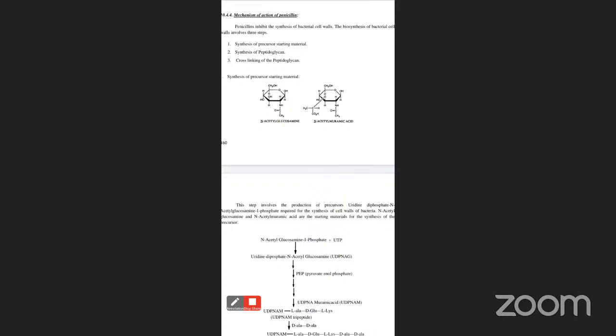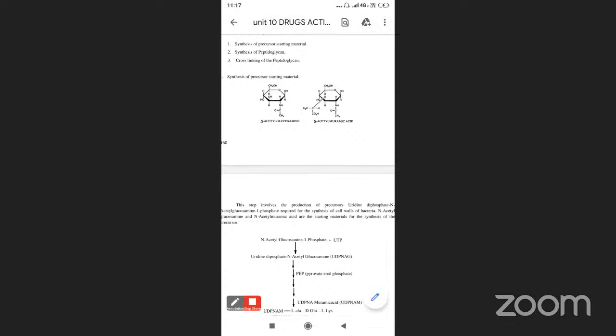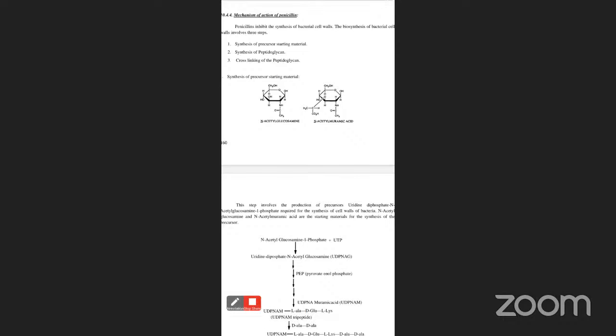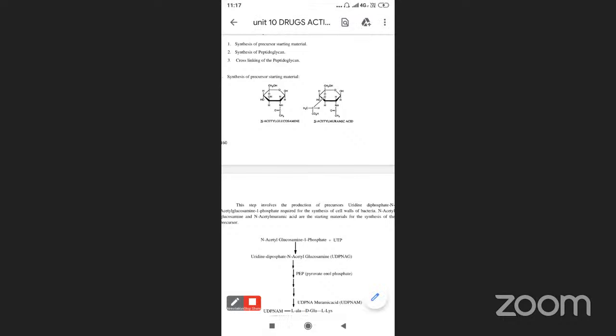So the precursors for the cell wall preparation are these two things, NAM and NAG, right? NAM and NAG are the precursors, or the starting material, for the cell wall preparation. What is NAM and what is NAG? This is the N-acetyl glucosamine, and this is the N-acetyl muramic acid. NAM and NAG. These are the two precursors for the cell wall preparation here.